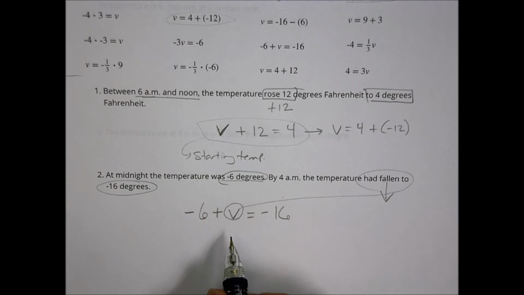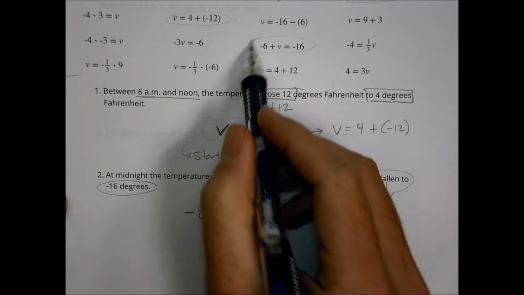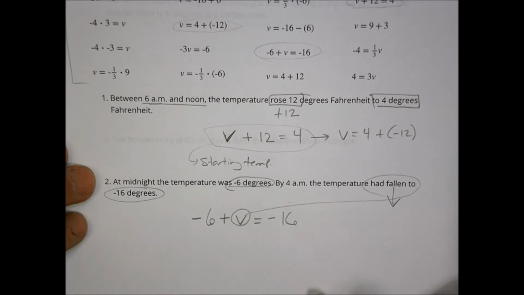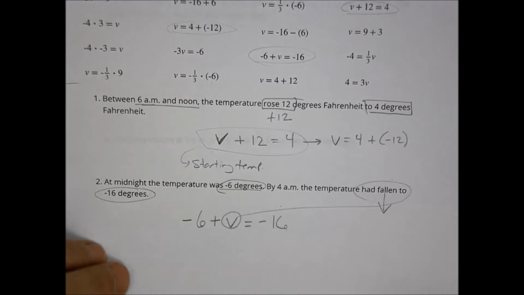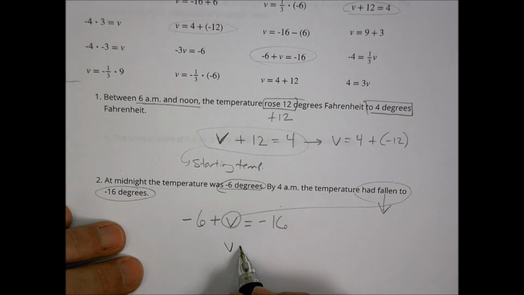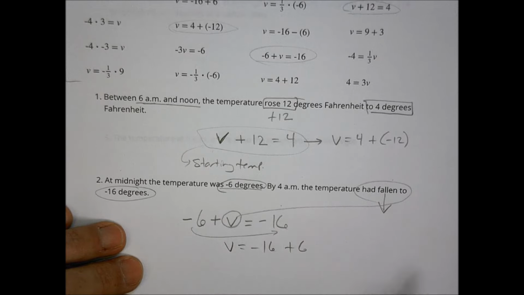Okay, and so in terms of the situations that I have to work with here, I can see I have one up here, negative 6 plus v equals negative 16. That works out just fine. If I was to move things around, I'd say that v equals negative 16 plus 6, by moving that over there. And that's another choice.